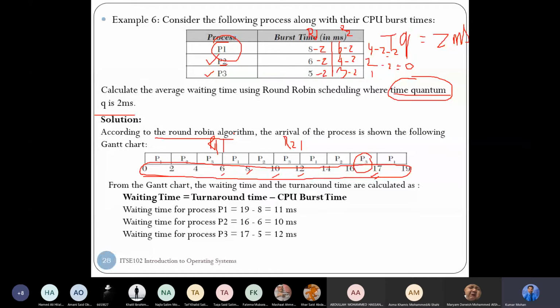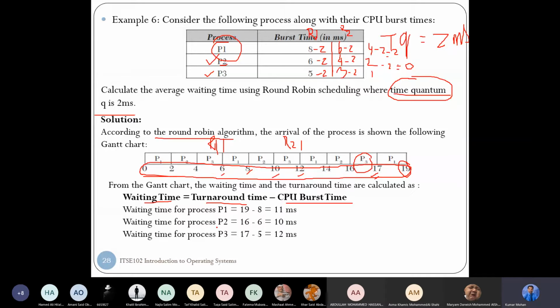Continue or repeat? Continue. Other things are the same. Now what will happen here? The waiting time will be turnaround time minus burst time. So what is the waiting time for P1? What is the turnaround time? Turnaround time is 19. 19 minus burst time is what? 8.